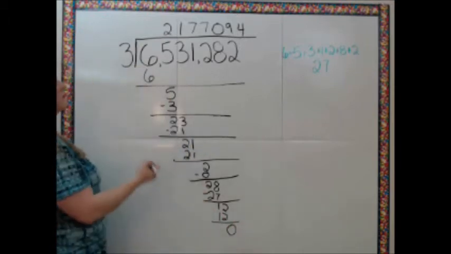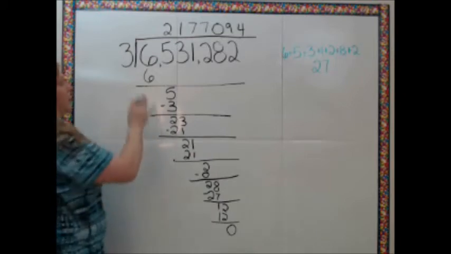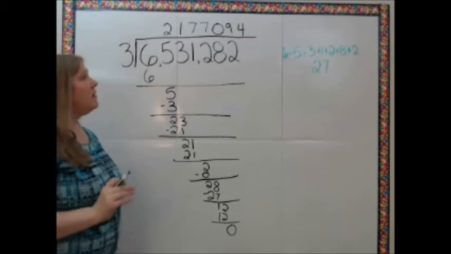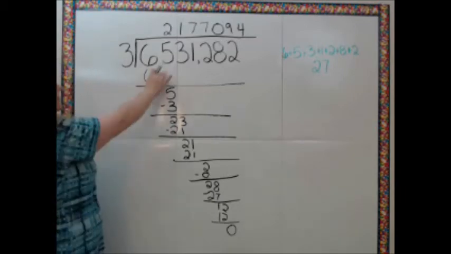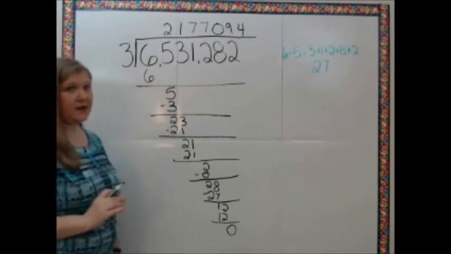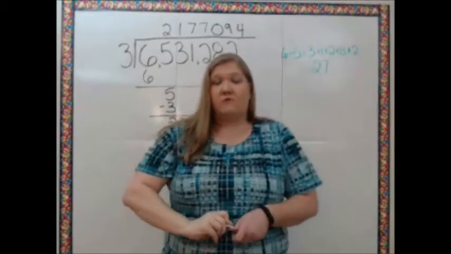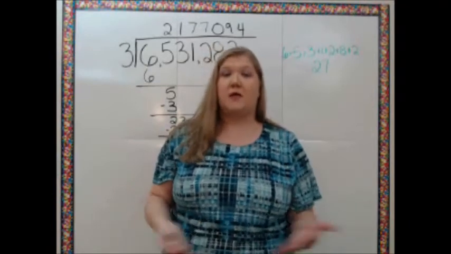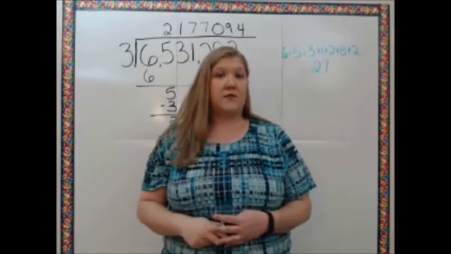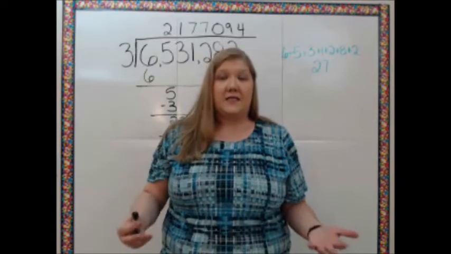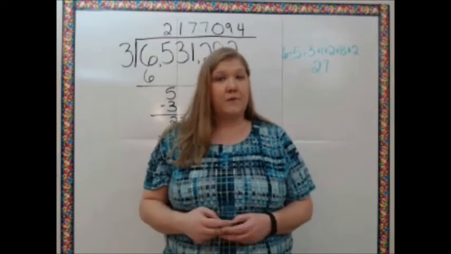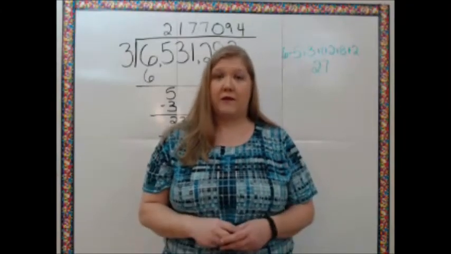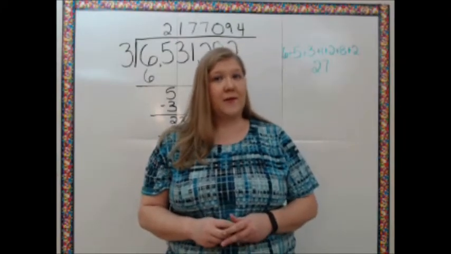No remainder. So we know, since there's no remainder, that this number, 6,531,282, is in fact divisible by 3. All right, so from now on, when you run into a fraction that needs to be reduced or a factoring problem and you need to determine if one of those numbers is divisible by 3, instead of guessing, just do a quick sum of the digits, and if that's divisible by 3, then you'll know the big number is divisible by 3. Next up, divisibility by 4.